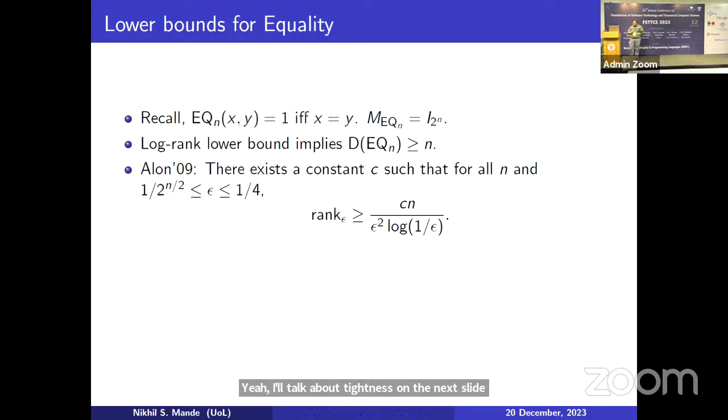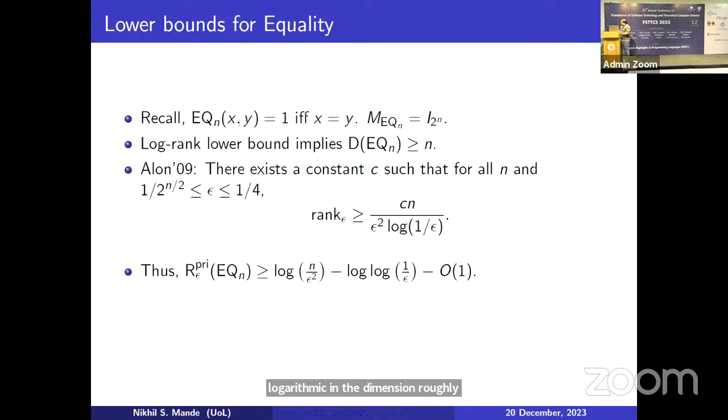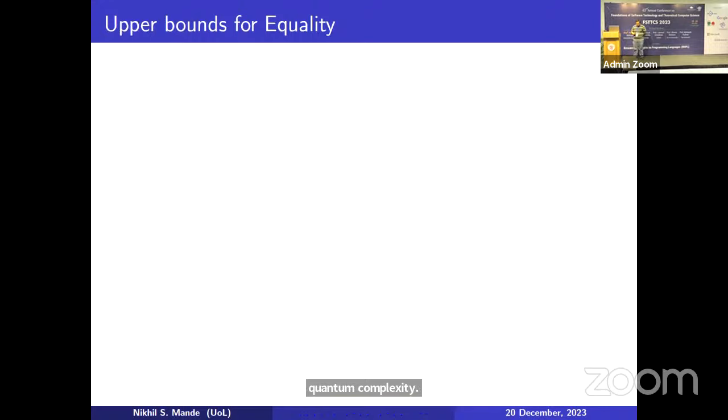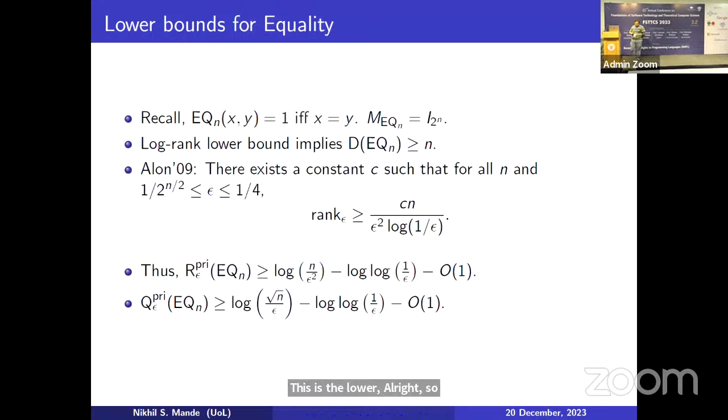Now, what about randomized private coin? There's a nice work by Alon from 15 years ago or so that says the epsilon approximate rank of the 2^n dimensional identity matrix is at least this quantity here. So for epsilon constant, it's roughly logarithmic in the dimension. And from the previous slide, by the log approximate rank lower bound, this implies this lower bound on the private coin epsilon error communication complexity of equality. We'll talk about tightness on the next slide. And since half log approximate rank is a lower bound on the quantum complexity, this is the lower bound there as well. I'll talk about it on the next slide.